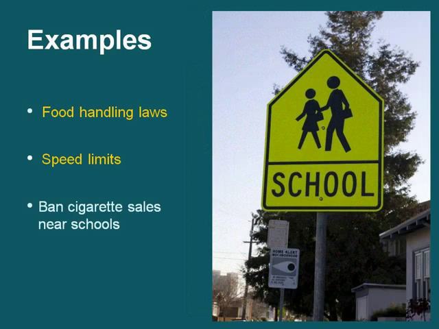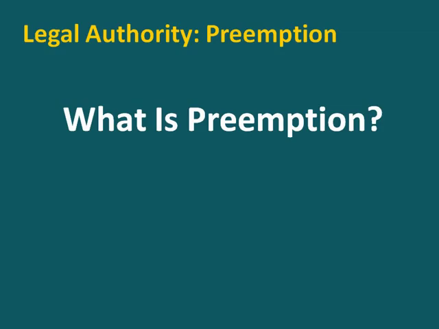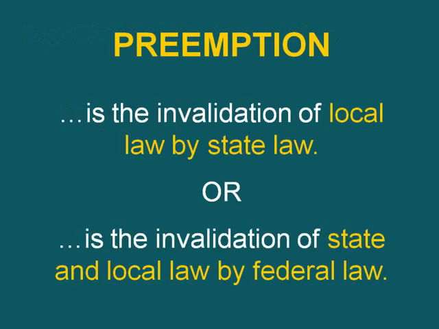So the first question under legal feasibility is, is our police power broad enough to enact this kind of law? And the second question is, even if we have the police power, is there another issue of preemption? What is preemption? Well, to put it simply, preemption is the invalidation of a local law by a state law or the invalidation of a state and local law by a federal law.